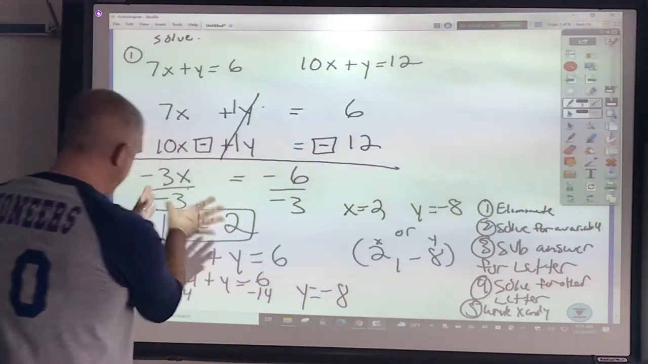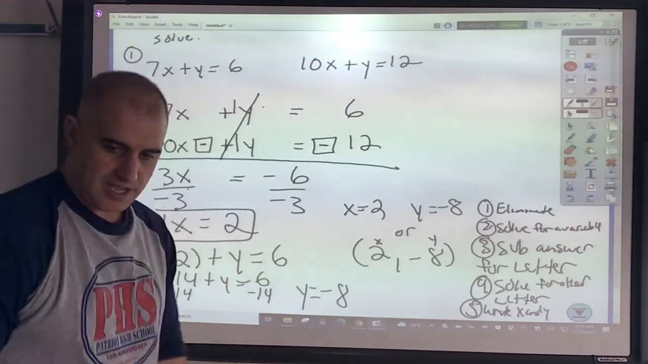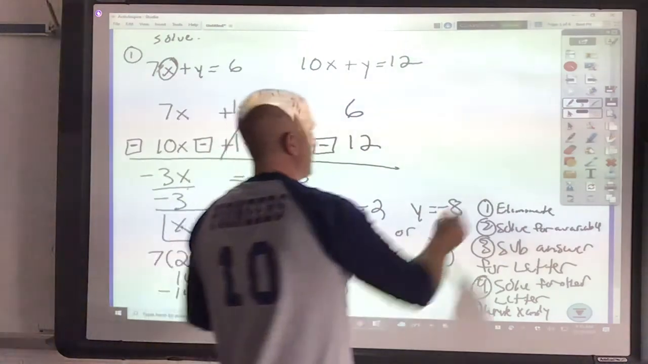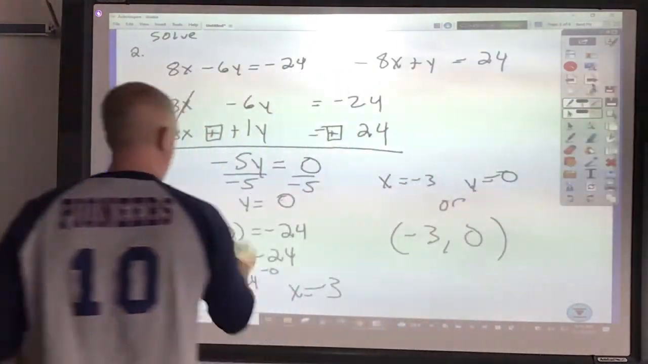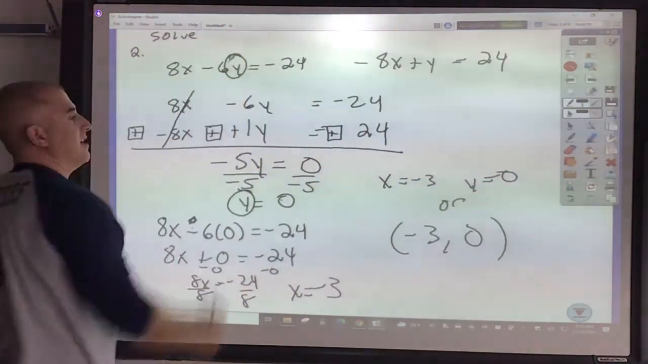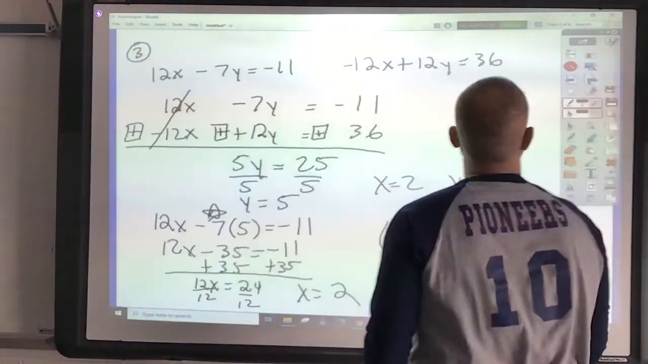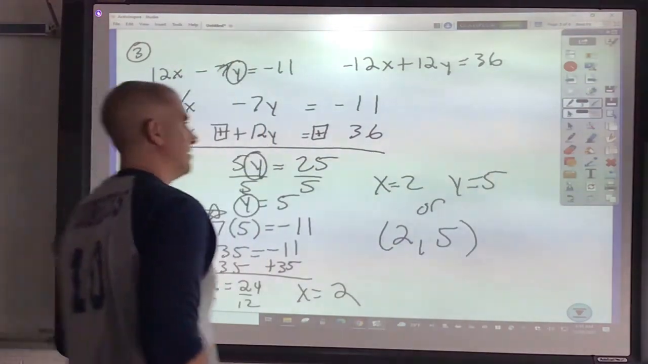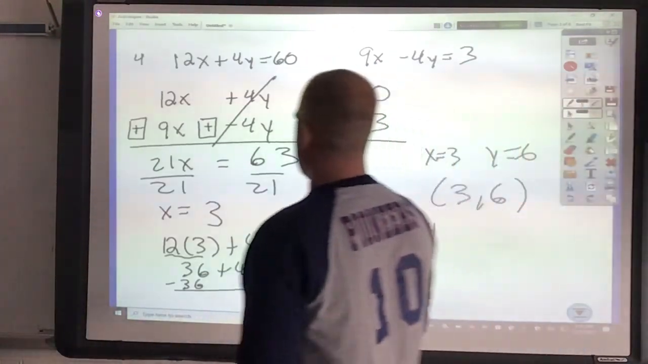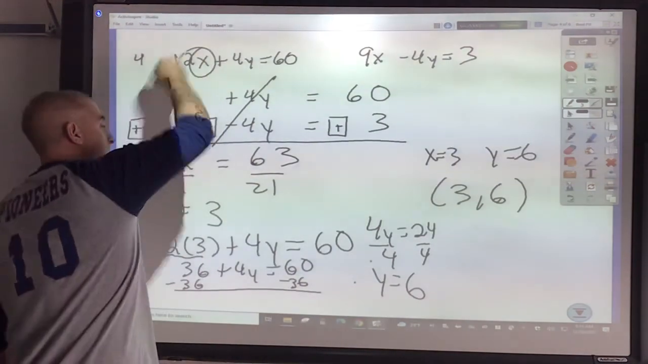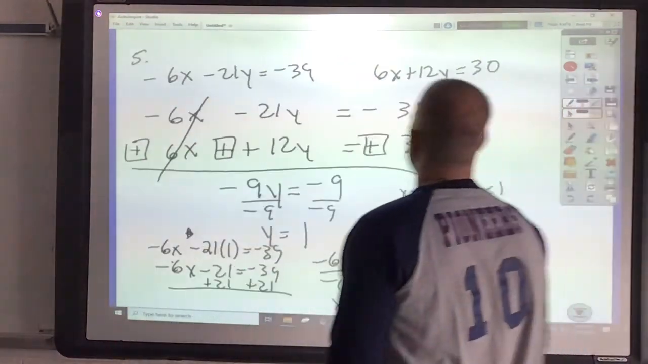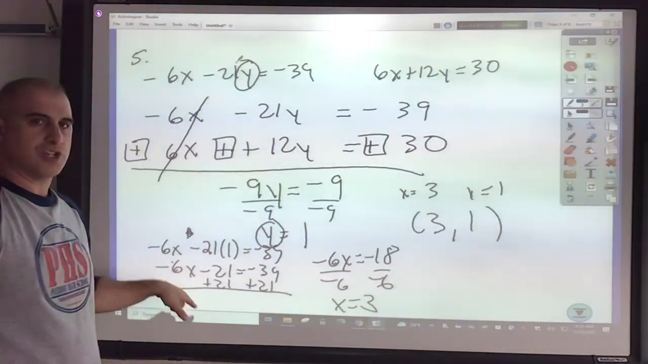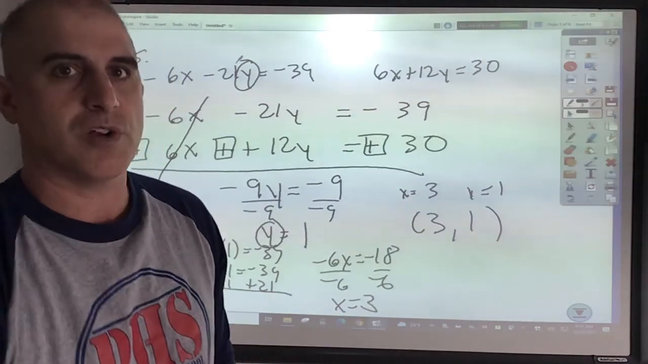The big thing is whatever the letter is. If this is x, then I want to substitute for x. If this is y, I'm substituting for y. If this is x, I'm substituting for x. And if this is y, I'm substituting for y. Be careful on this calculation here, and then it's just solving a basic equation, and you should be fine.